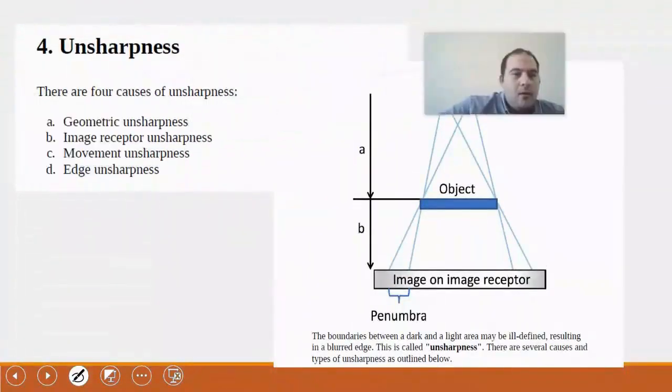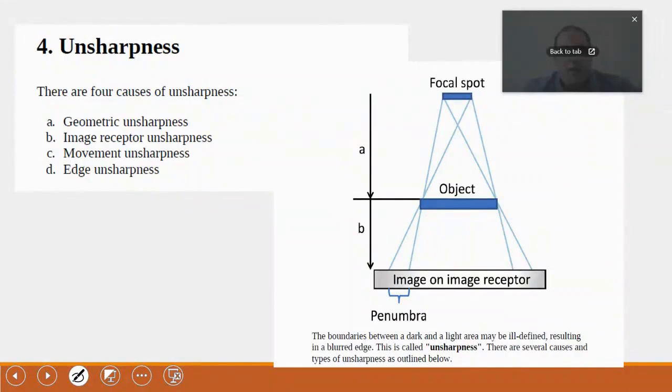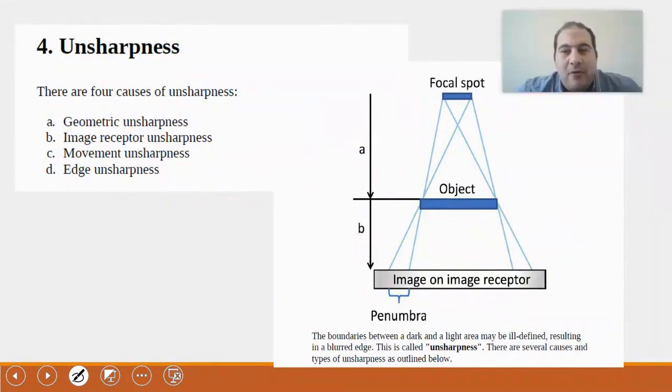When we talk about unsharpness or the blurring effect, there are reasons related to magnification. And we said that it is fundamental.